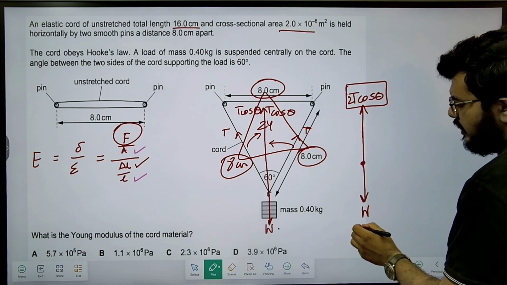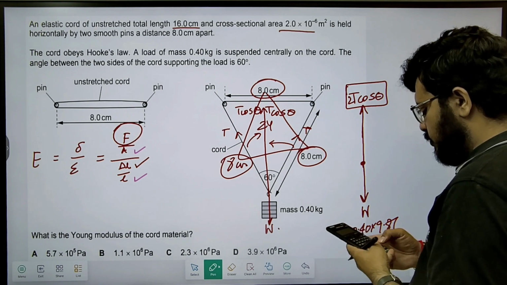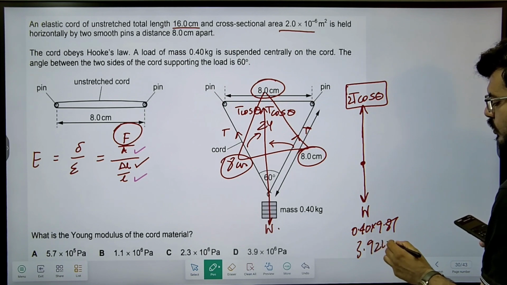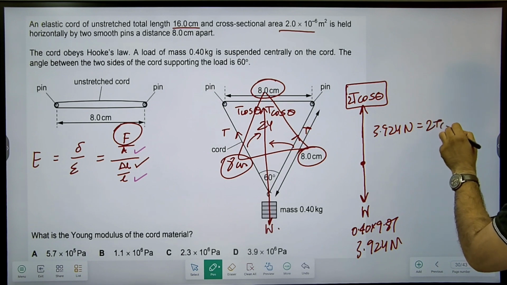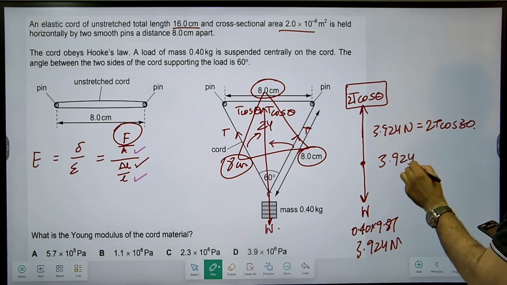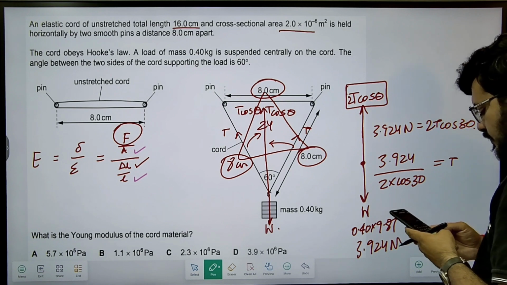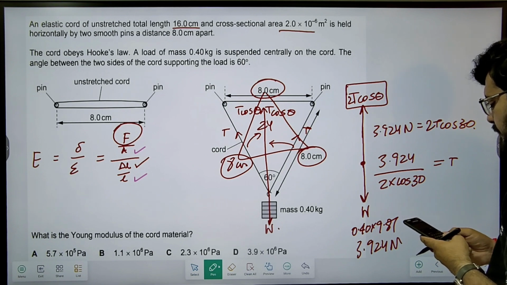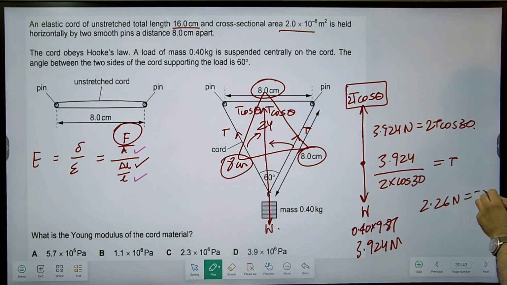So weight is equal to 0.40 into 9.81. So 0.40 into 9.81 is 3.924 Newton. But this 3.924 Newton is equal to 2T cos 30. So 3.924 upon 2 into cos 30 should be equal to T. So divided by 2 cos 30 gives me 2.26 Newton as my tension.